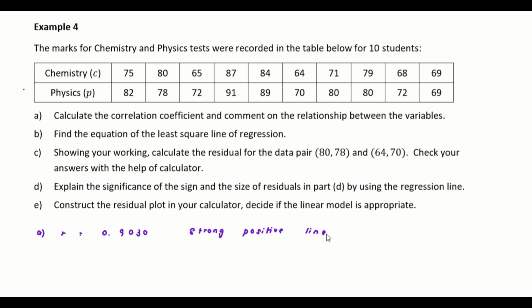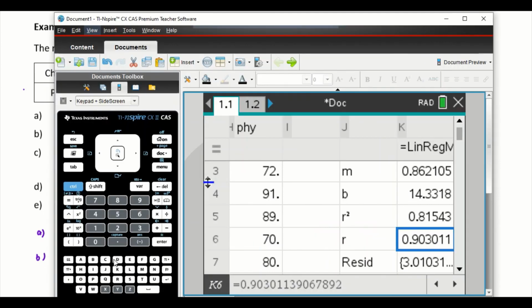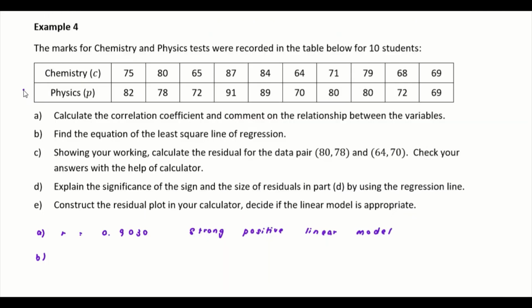Now we are going to look at the part to find the equation of the least square line. Just refer to your calculator as well. Based on the result here, you can get your M and B, the gradient and the y-intercept. Same thing, in this case you can write 3dp or you can write 4, so maybe you can write 3 in this case. So 0.862 and then 14.332. Make it as a constant one.